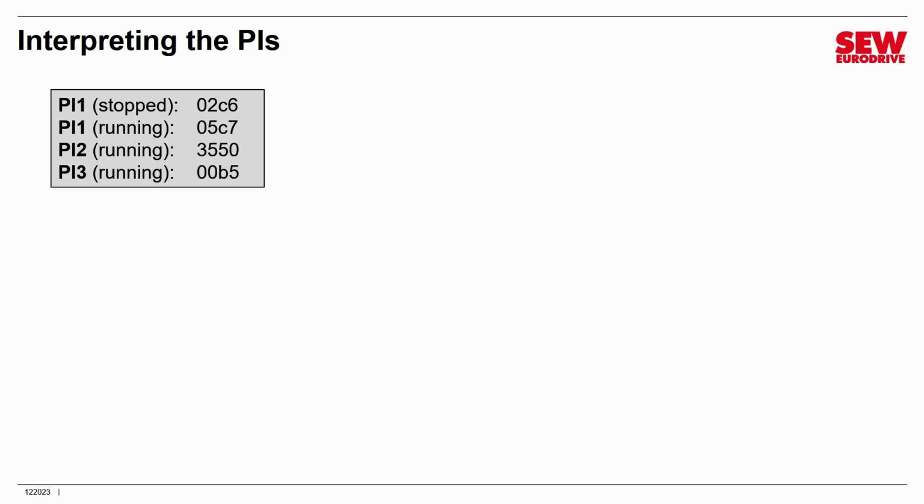PI1 when it was running gave us 05C7. PI2 when it was running was 3550, that's the speed PI, and then PI3, which is the current PI, when it was running gave us 00B5. So we're going to have to interpret these in different ways. PI1, of course, is the status word, and we have to look at the individual bits to see what's going on there. So we're going to look at this one first, PI1 when the VFD is stopped, 02C6.